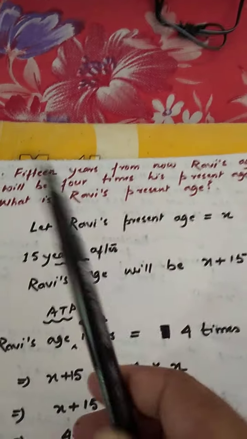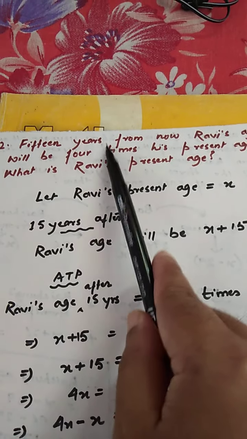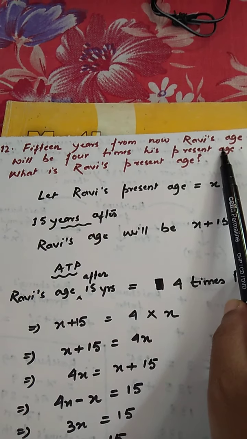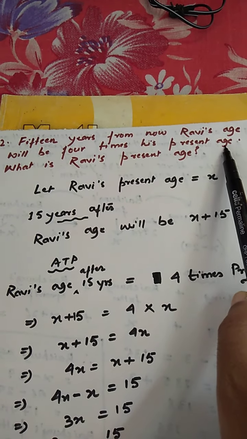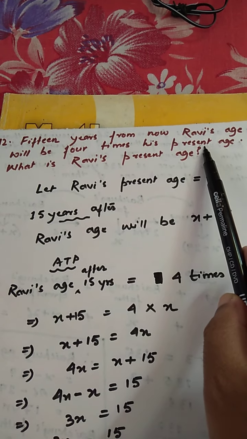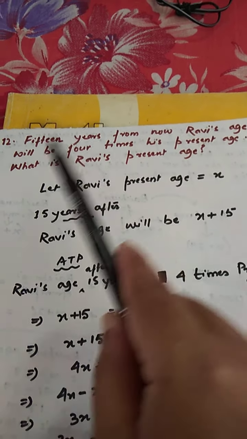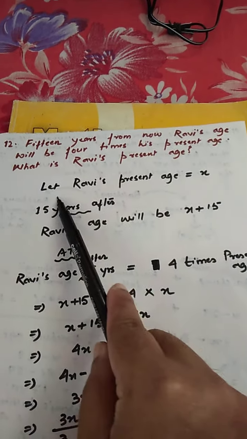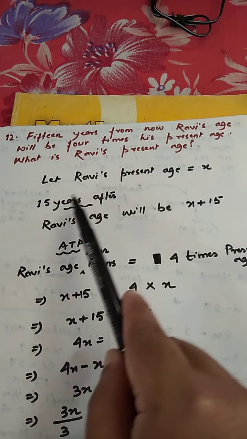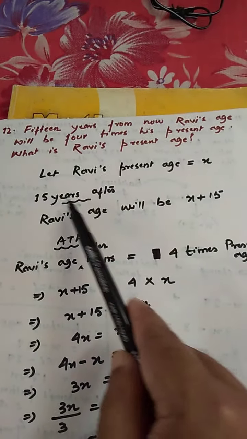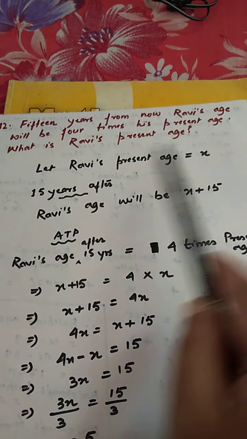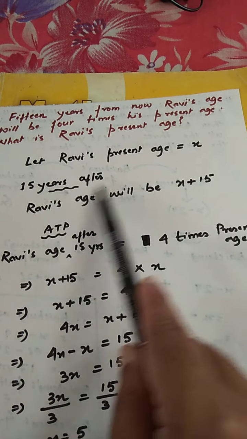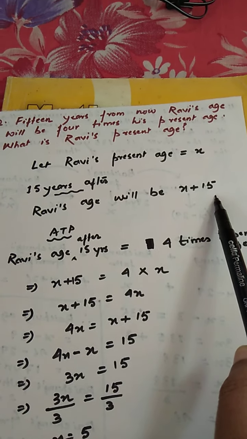Now question number 12, what is it saying? 15 years from now Ravi's age will be 4 times his present age. That means we don't know the present age of Ravi. First of all we have to let Ravi's present age be x, and that is what they are asking us to find. Now if the present age of Ravi is x, what would be the age after 15 years? Ravi's age after 15 years will be x plus 15, isn't it?